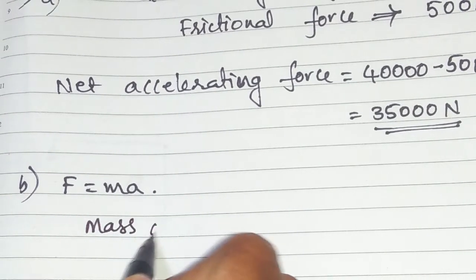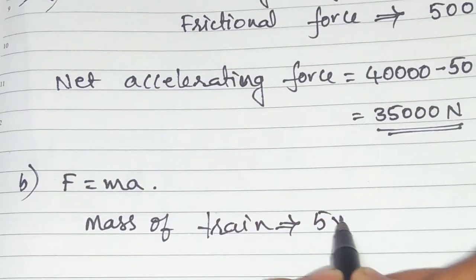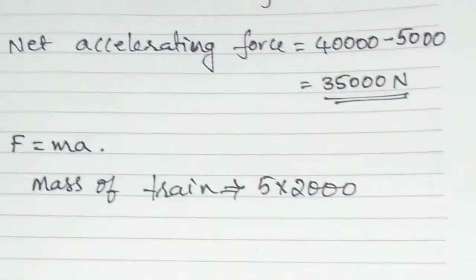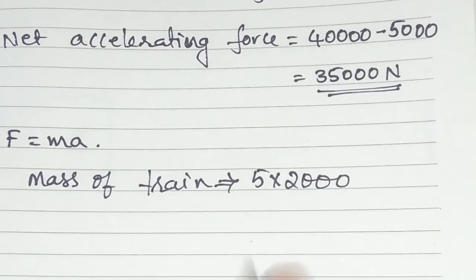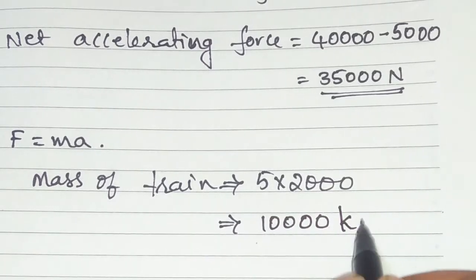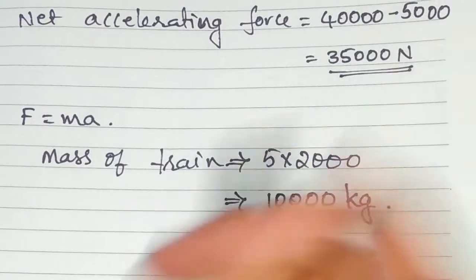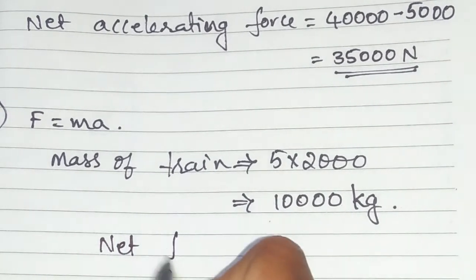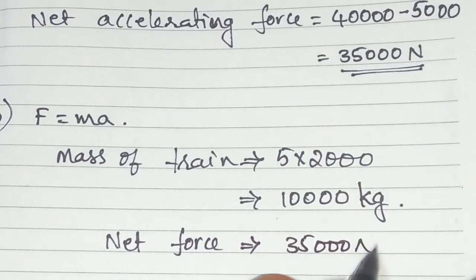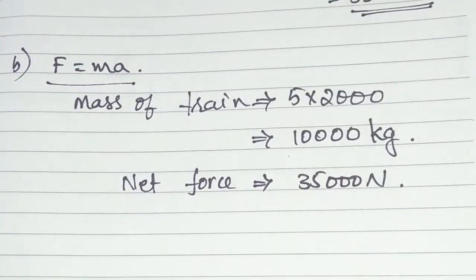So mass of the train, what is that mass of the train? 5 into 2,000 kg, because they have given that the train has 5 wagons and each wagon has 2,000 kg mass, no? So based on that we can calculate this mass as 10,000 kilograms. Now what is the net force we have here? We have calculated now only, no? What is that net force? 35,000 newtons. Now let me calculate what is the acceleration, based on this formula, F is equal to ma.